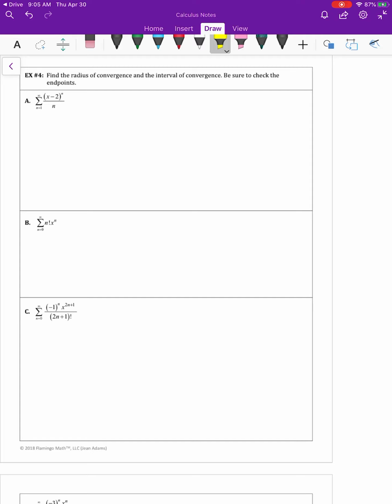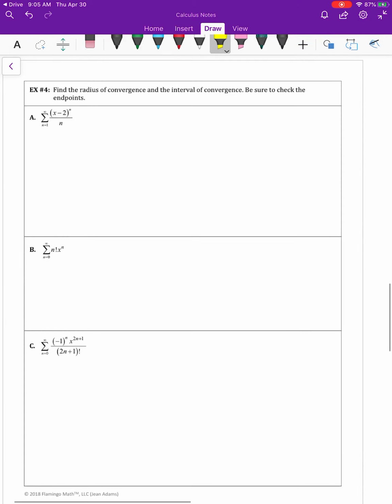Find the radius of convergence and the interval of convergence. Be sure to check the endpoints. Okay, so we are going to work some problems here. Part A: the summation from n equals 1 to infinity of (x minus 2) to the n power over n.